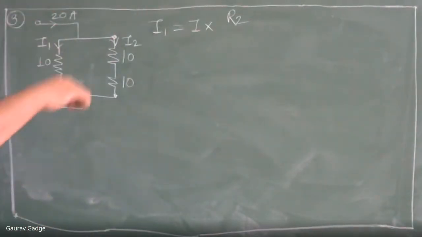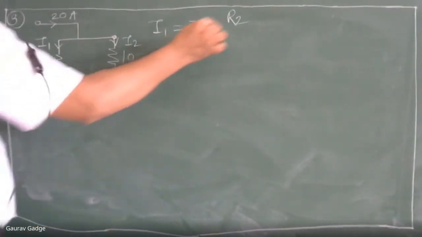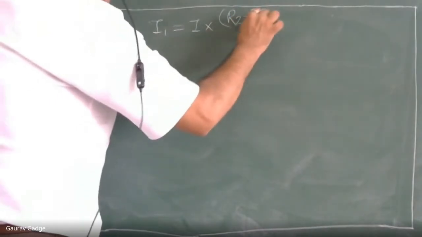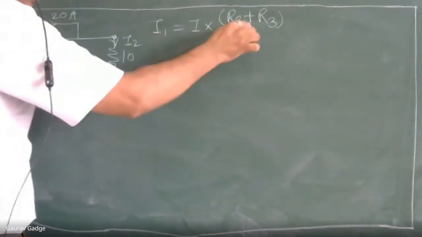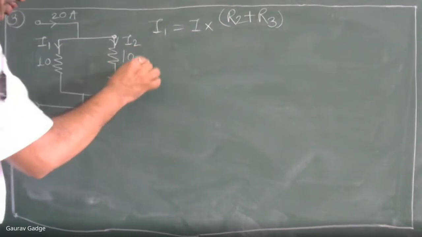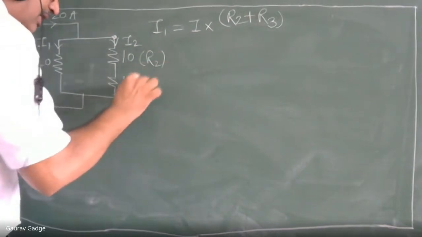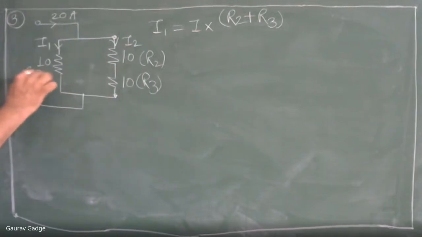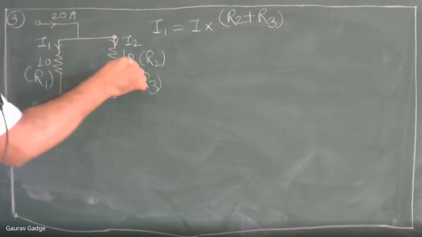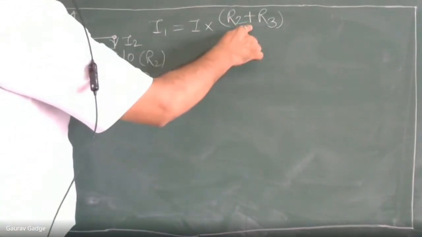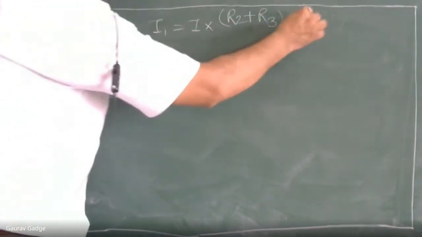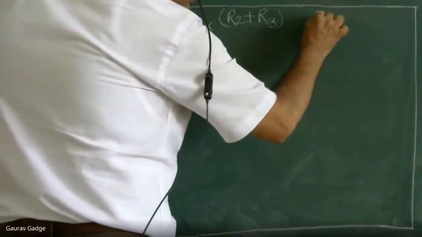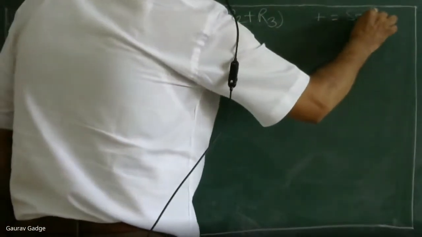Okay. So while writing the expression for I1, you cannot say current I multiplied by R2 only. It is because of R2 and R3. And how are these two resistances R2 and R3 connected in the network? R2 and R3 are connected in series. What is the series combination of the two? Series combination of the two is plus. So plus is indicating series.